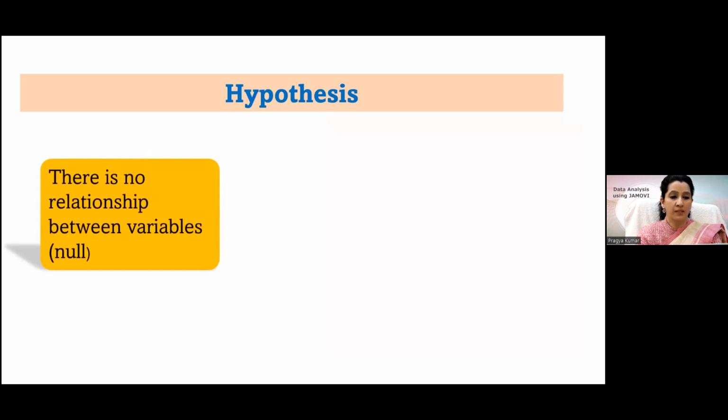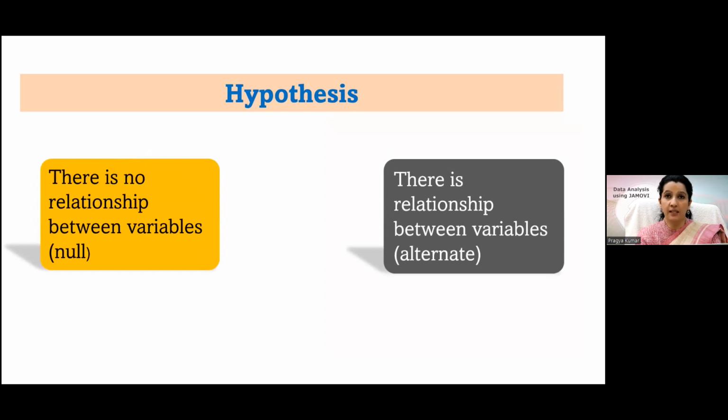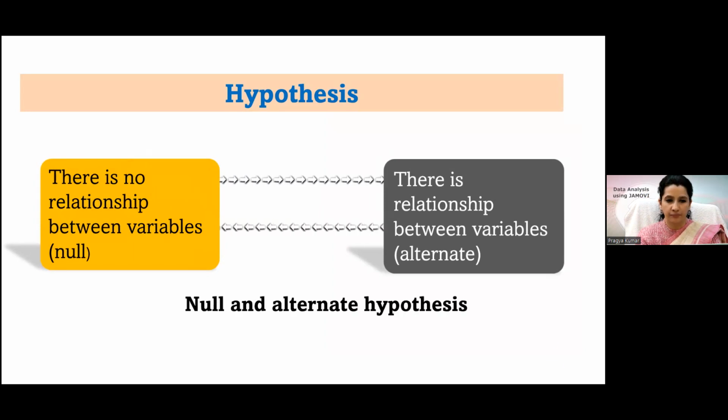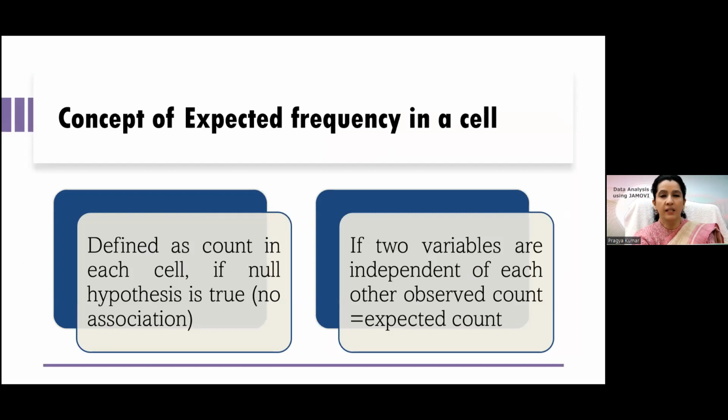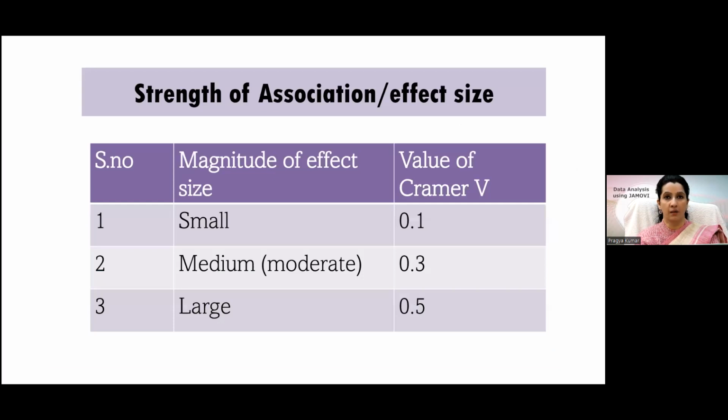So the null hypothesis is that there is no relationship between the variables, and the alternate hypothesis states that there is an association or relationship between the variables. Expected frequency is defined as the count in each cell if the null hypothesis is true. So if the two variables are independent of each other, then the observed count will be equal to the expected count. If it is not so, then definitely both these will differ. Observed count will not be equal to the expected count.